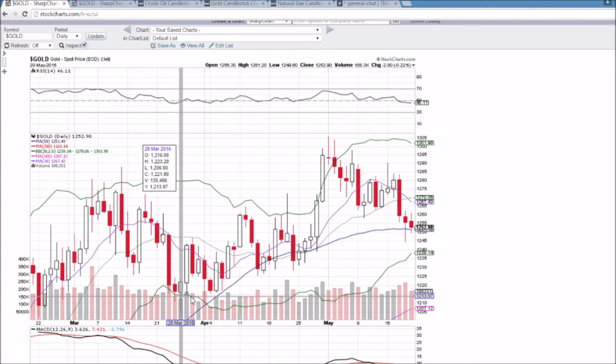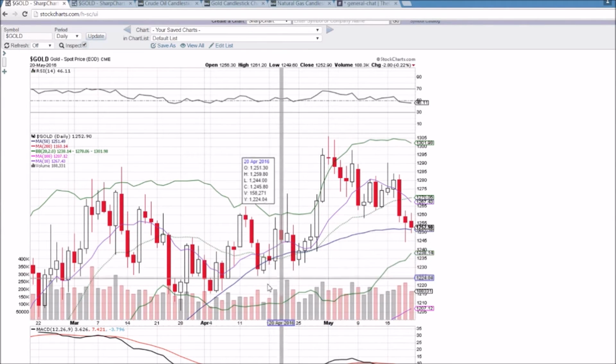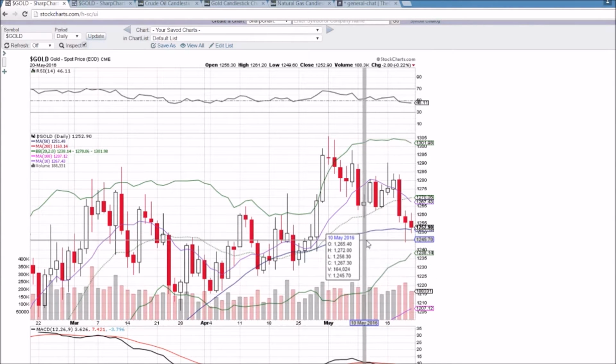So we can see this uptrend line. If it were drawn here to hit these higher lows in early April, we would be breaking below that level right now. So that's point number 1 for the bears.